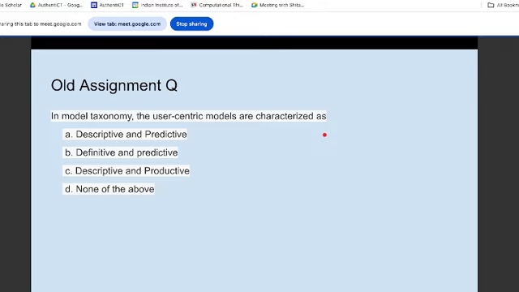In the model taxonomy, the user-centric models are characterized as, we saw, descriptive and predictive, definitive and predictive, descriptive, productive, or none of the above. And the answer is descriptive and predictive. So these descriptive models will give the elaboration of the user behavior, and predictive will give a prediction of the user behavior.